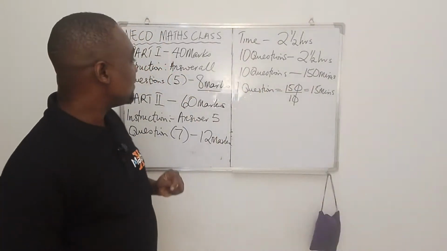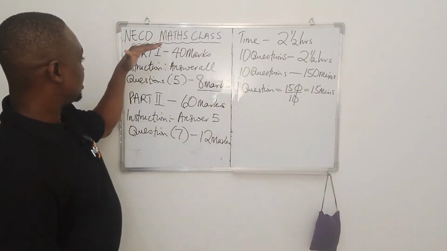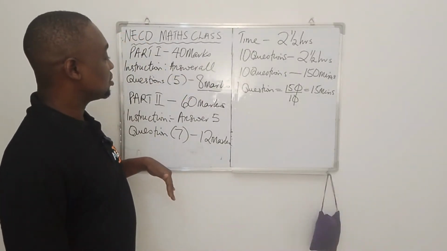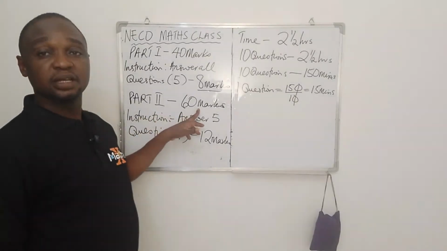So, my dear students and viewers, there you are. You are to answer 10 questions altogether. The part A is 40 marks. The part B is 60 marks.